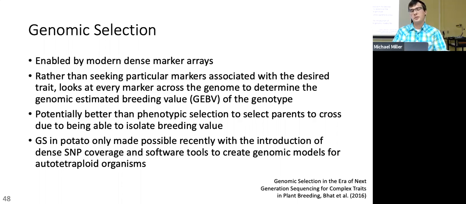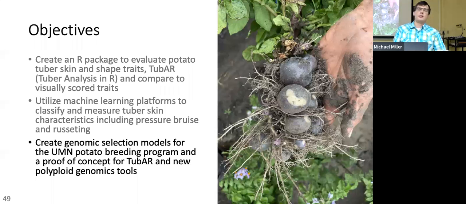Despite it being so useful, it was not feasible in potato until recently. We have only recently gotten SNP coverage and software tools that are able to create genomic models for autotetraploids. So going forward, we're going to be making genomic selection models for the University of Minnesota breeding program and using that as a proof of concept for the tools and some new polyploid genomics tools.